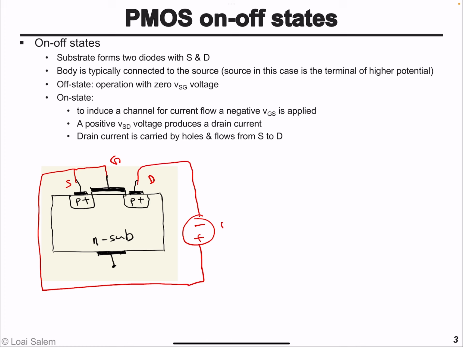We're going to call it V source drain instead of VDS, because the source is at higher potential than the drain. And in this case, we're going to connect the substrate to the terminal of higher potential, which is the source terminal. In an NMOS, we connect the p substrate to the terminal of lower potential, which is the source terminal. In a PMOS, the same thing, we connect the body terminal to the source terminal, but in this case, the source terminal is the terminal that has higher potential or higher voltage.